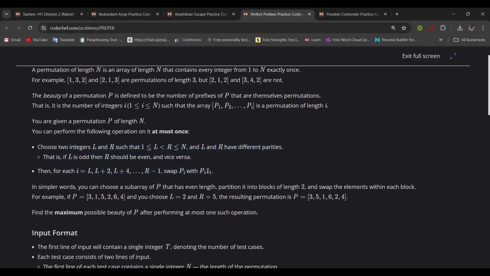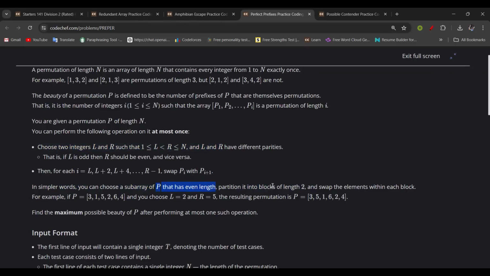What we can do in a single operation is choose an L and R. So we are choosing a range of L and R, and they have different parities. That simply means you have to choose an even range. If your starting L is 2, and you pick an R which is 4, that is not valid. You have to pick an odd R. So odd minus even plus 1 would give you even. Basically, in simpler words, you have to choose a subarray of even length. That's what it means. They have different parity, it means the same thing.